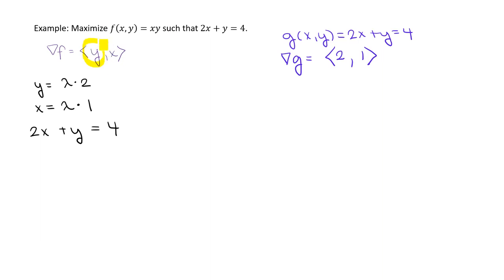So I'm just going to take f sub x equals lambda times g sub x. And then my second equation, I take my f sub y, and that equals lambda times g sub y. And then the third equation in my system is simply that constraint, 2x plus y equals 4. All right, so there is a system of equations. I have 3 equations and technically 3 unknowns, x, y, and lambda. And so I'm going to go ahead and try to solve this.